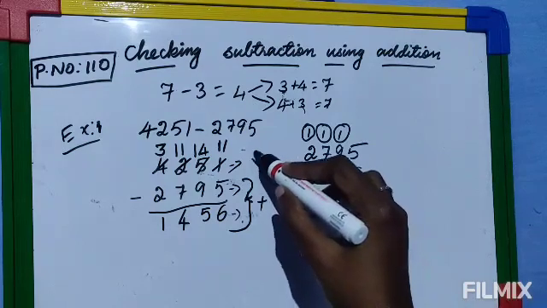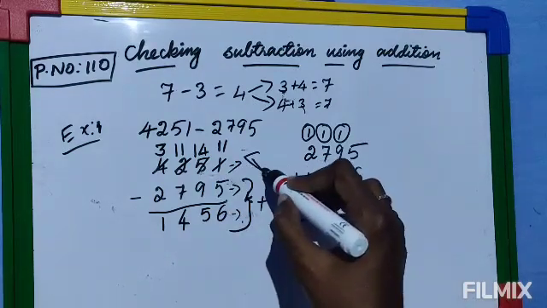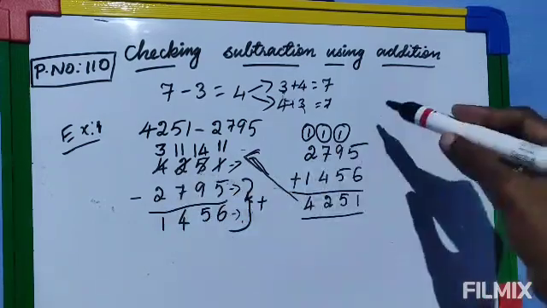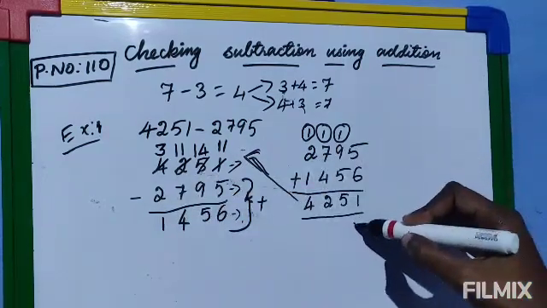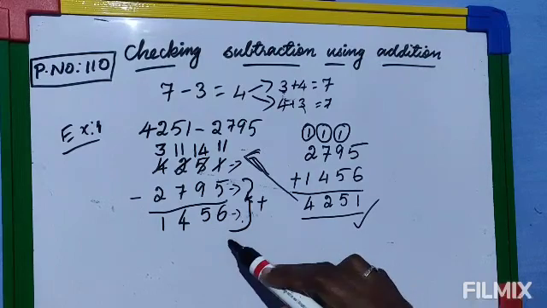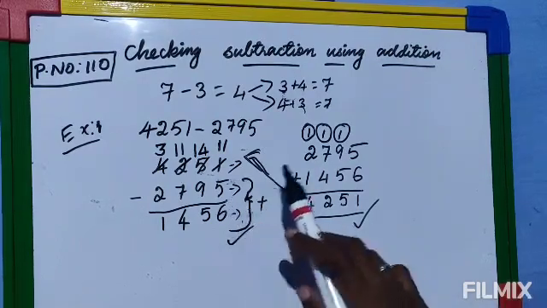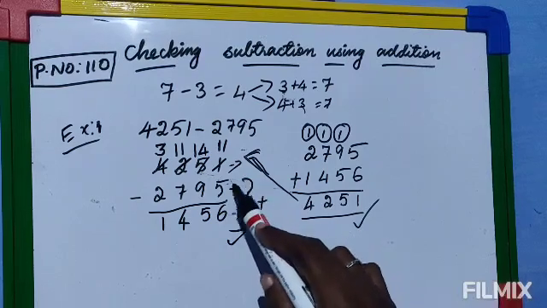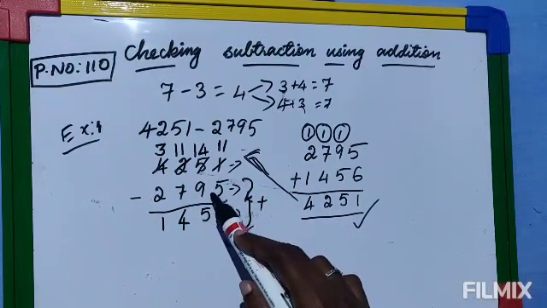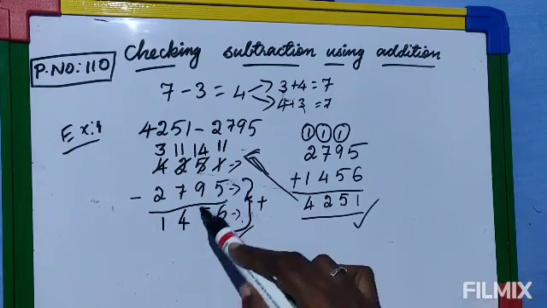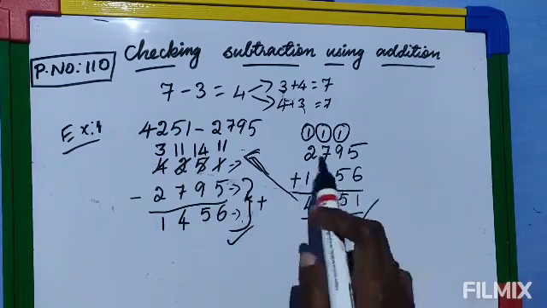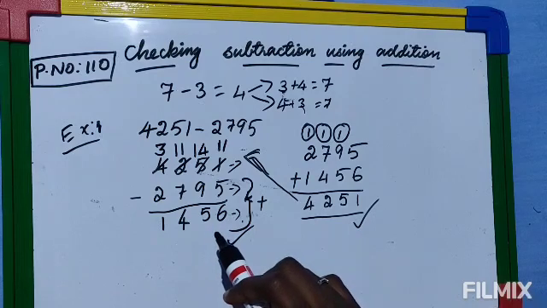So this is the number, you have got this, 4251. Since you have got this number, your answer is correct now. This is how you can check the subtraction through addition. To check the subtraction through addition, you have to add this small number and the difference you have got, these two you have to add. Addition is easy for you, so you can add and check your answer.